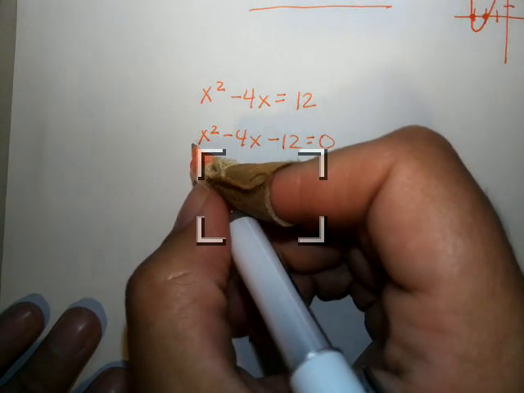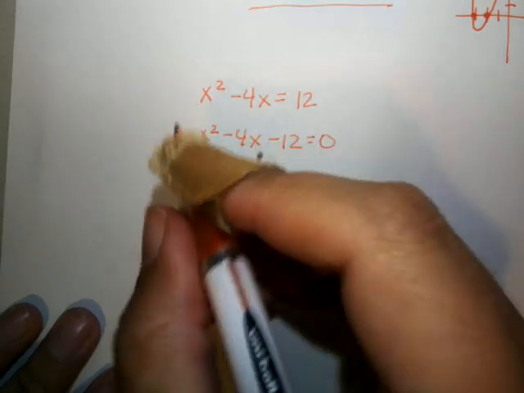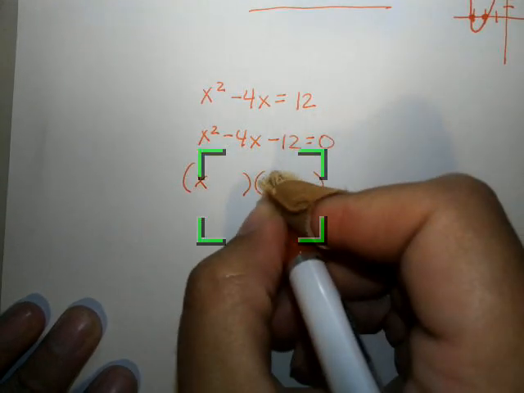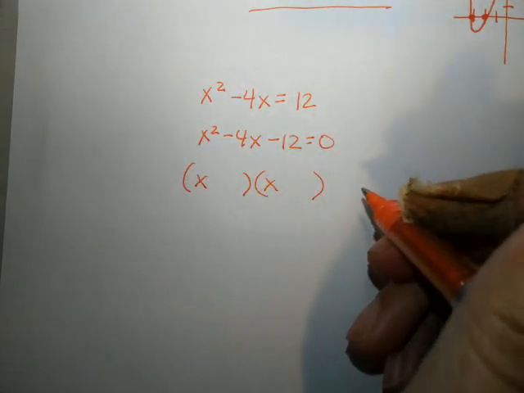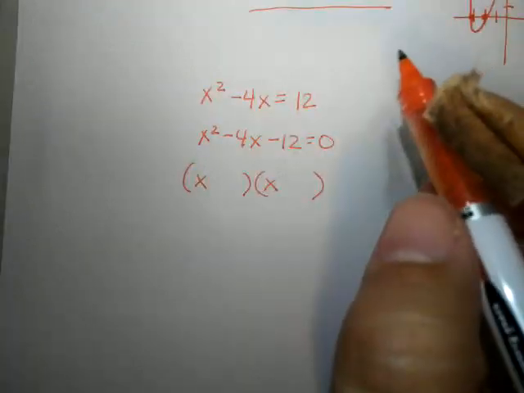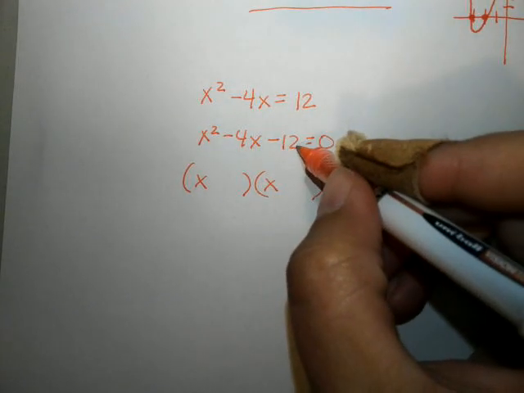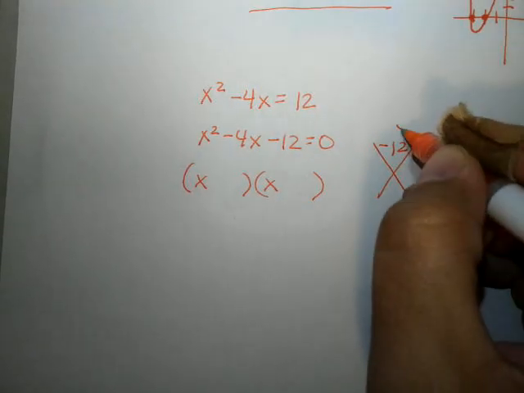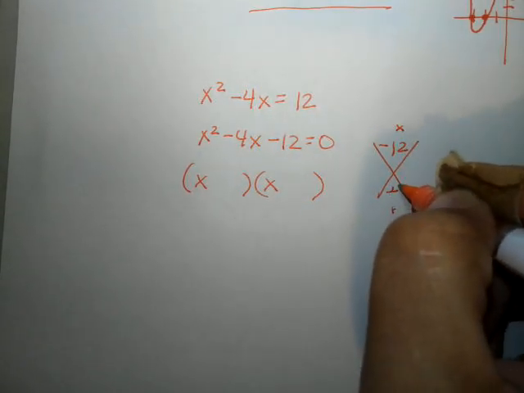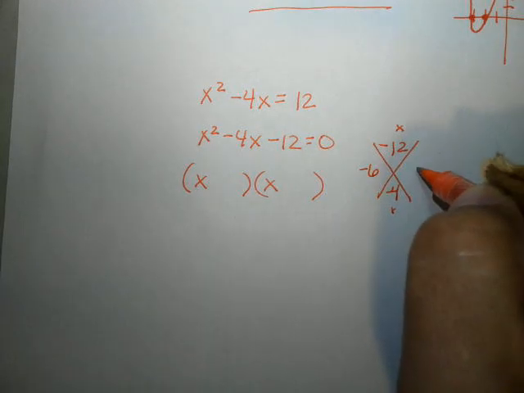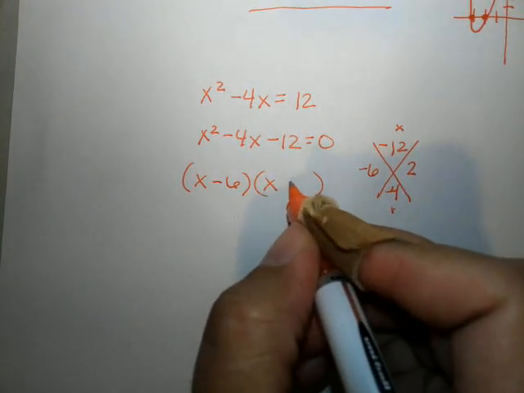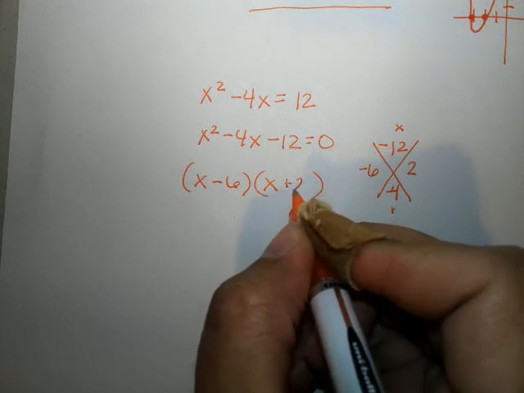Once again, our leading coefficient is 1. So I know my first terms here have to be x times x, because x times x gets me x squared. And then I think, okay, what multiplies to negative 12 and adds to negative 4? Well, I've got a negative 6 and a positive 2. So we have x minus 6 times x plus 2.